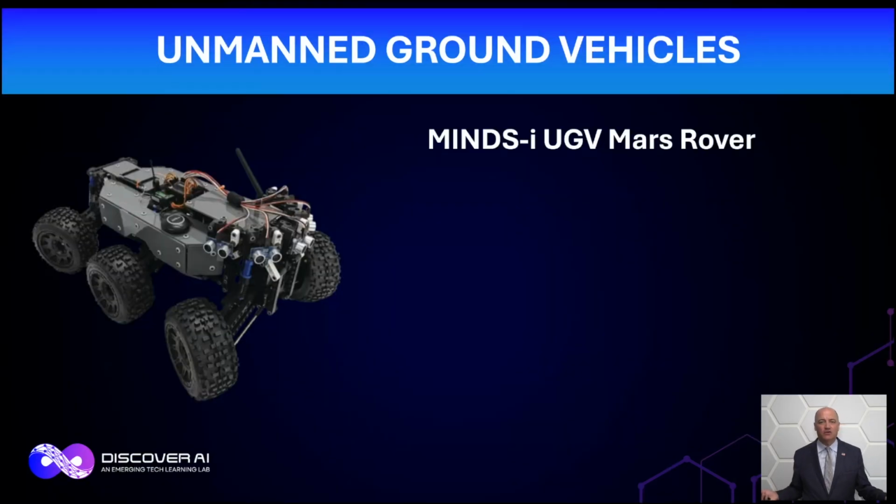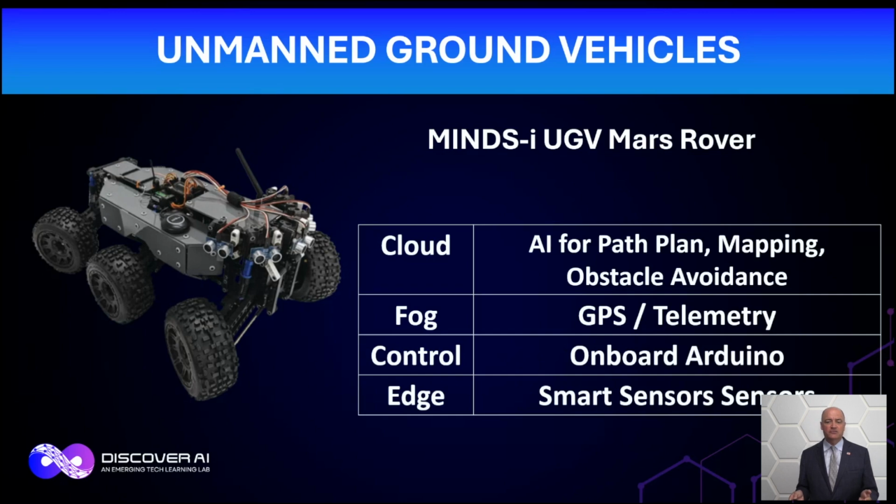Unmanned ground vehicles, right? Who isn't fascinated by watching a vehicle drive around another planet? We are literally using a Mars rover or a version of it, a model of it, for our students to learn how unmanned ground vehicles, whether they are on the planet Mars, whether they are going around an environment here on Earth, how those things work, how we take smart sensors out on the edge and we take information from those sensors, we send it to an onboard Arduino, which is a microprocessor.